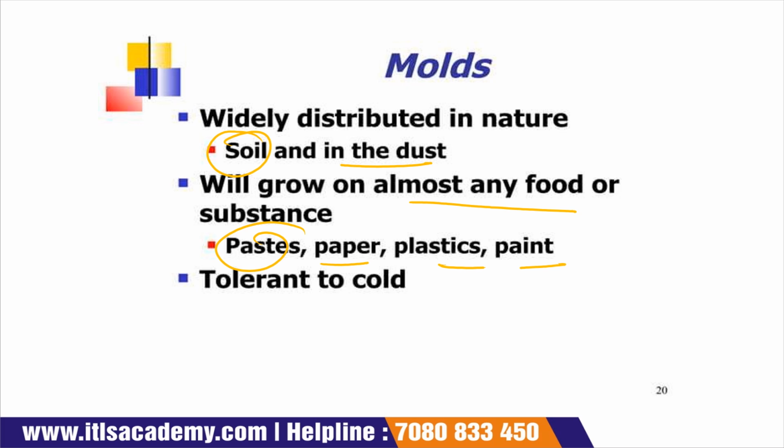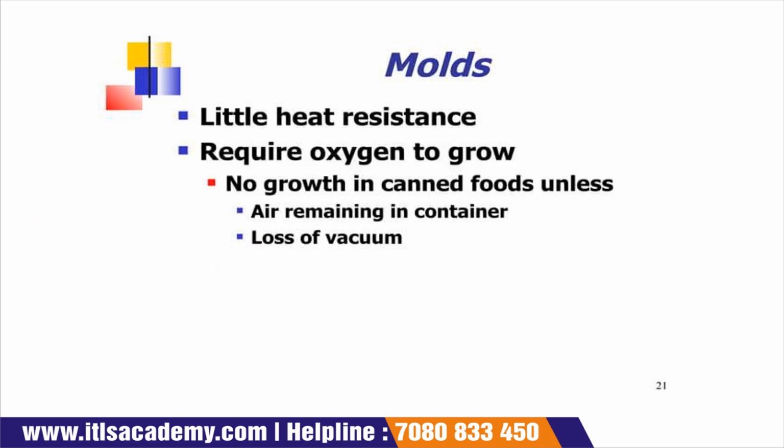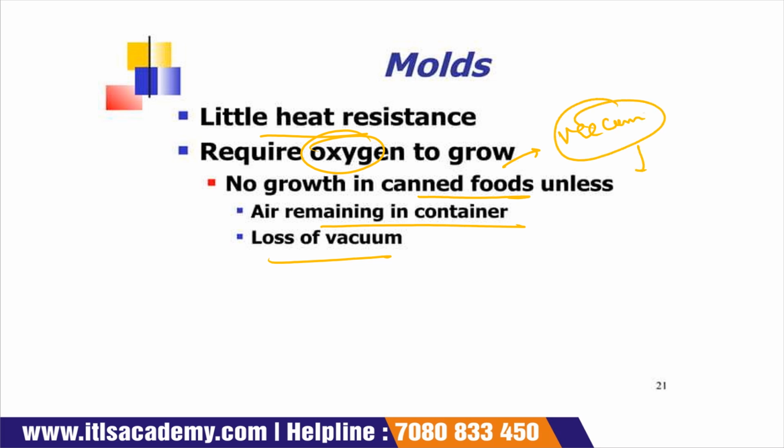So when we have to cook the food, then we have to take one more precaution. We have to clean the environment also. Okay, and they can tolerate even cold temperatures. Little heat resistant, they require oxygen to grow. Okay, no growth in canned food unless air remains in the container and there is loss of vacuum. We all know that in canned food a vacuum is there. When a vacuum is there, then mold cannot grow.